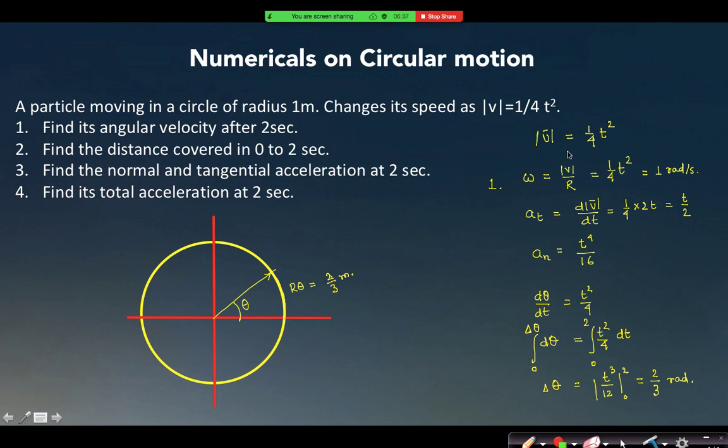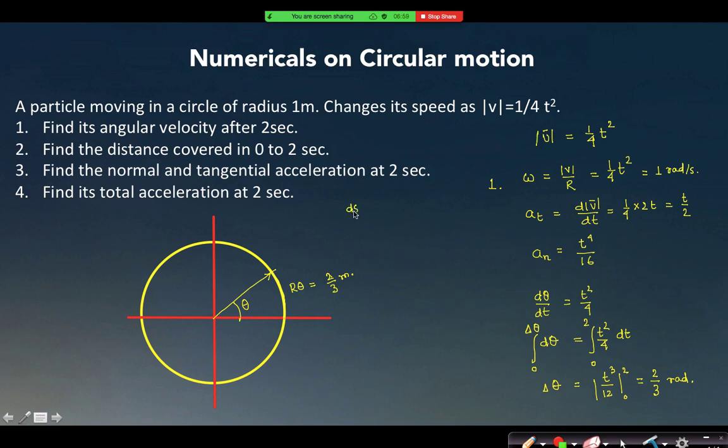Another way of solving the same question: mod v is nothing but speed, and speed is the rate of change of the distance, right? It does not talk about the direction. So if I have a function of speed, I can directly integrate it to find the distance. I'm not talking about the displacement. So if I integrate mod v, I can find the distance.